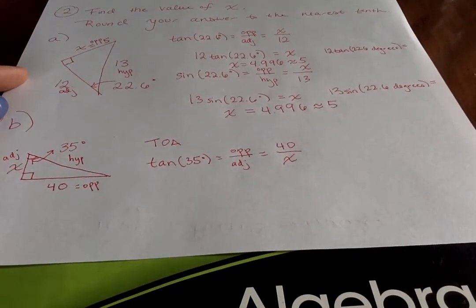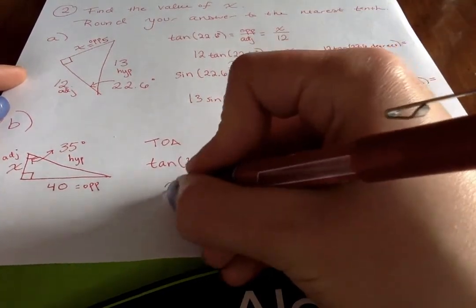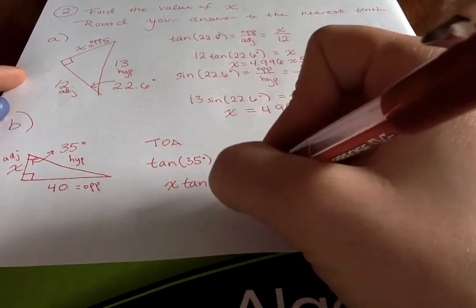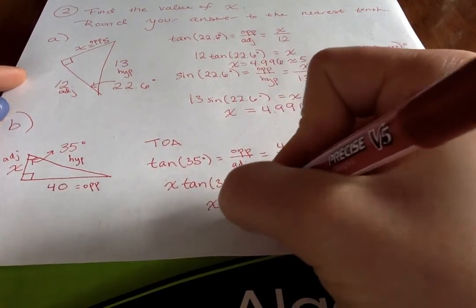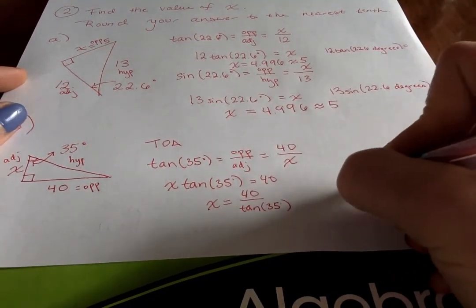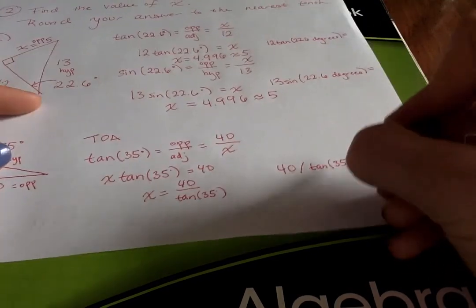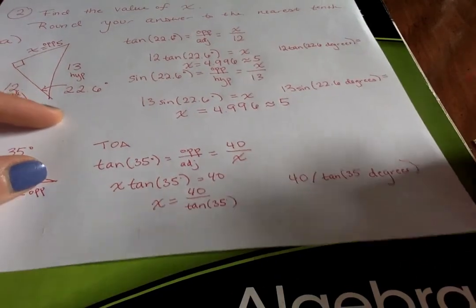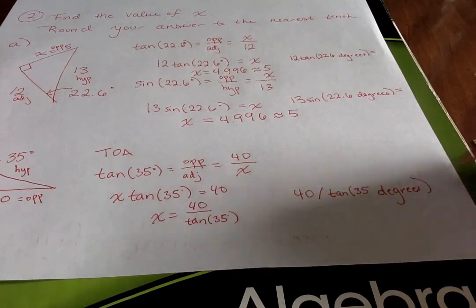Now this one's a little bit harder because x is in the denominator. That means we need to multiply both sides by x first, and then divide both sides by tangent of 35. So into Google you can type 40 divided by tangent of 35 degrees, and you should get the right answer. Though if you don't write degrees, it's going to assume that it's radians, and that's going to give you a very wonky answer. So make sure you type the degrees part.